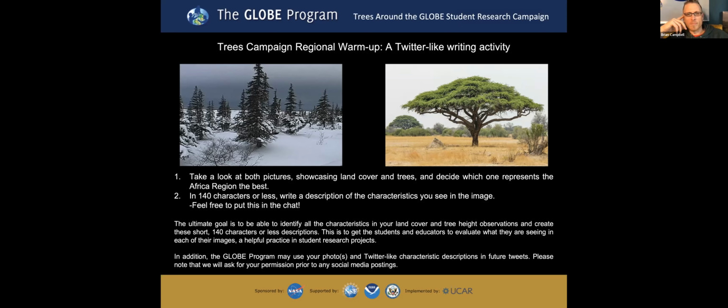Excellent. So far, everyone feels like the second photo is more Africa. So we got another response from Mohammed. He says, I think the left one is the Arctic region, and the one on the right is the Africa region. Excellent. Yeah, the left one was actually taken, it's actually a Globe Observer image from Alaska. I don't remember. But we know Africa is so large, it's so diverse, I mean, it could really be anywhere. That tree.